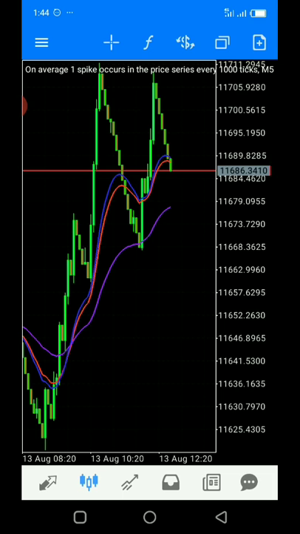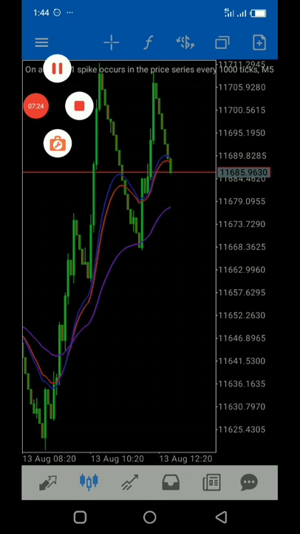If you are looking for a buy signal, we expect the blue moving average to cross over the red moving average upward, which means the blue moving average needs to be above the red moving average. That is the first confirmation for a buy signal. And then the 48 moving average needs to cross below the blue moving average and the red moving average.